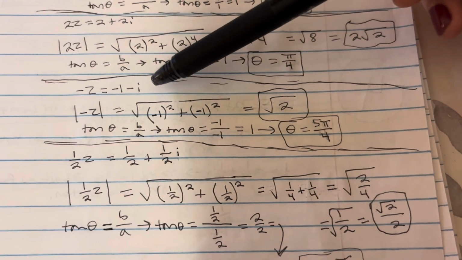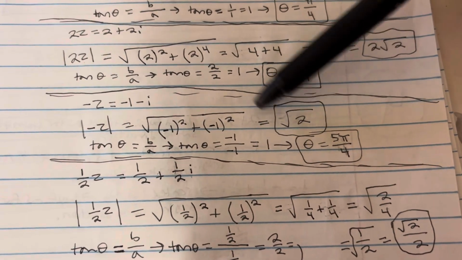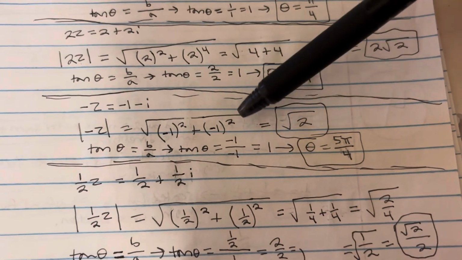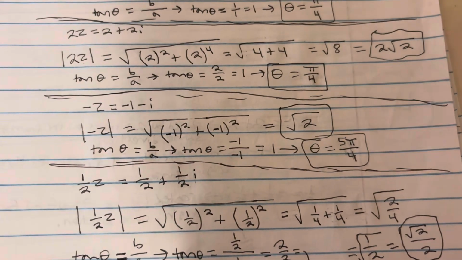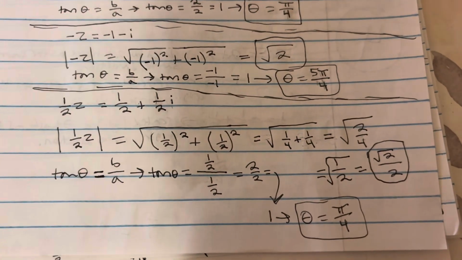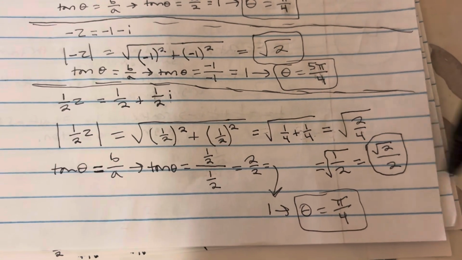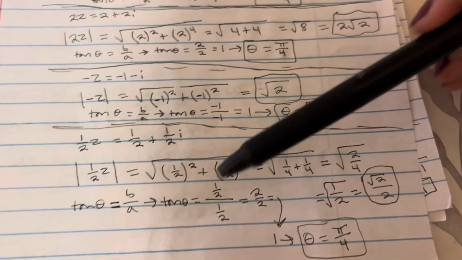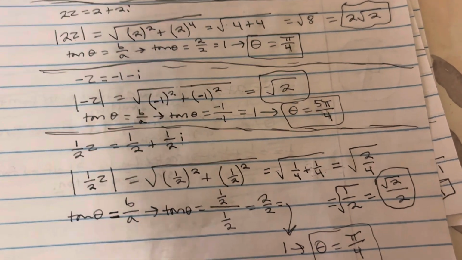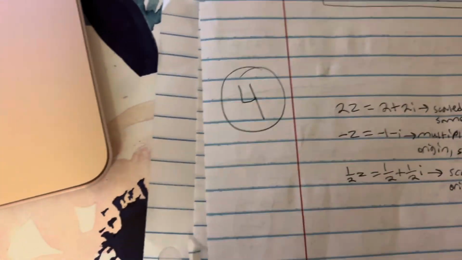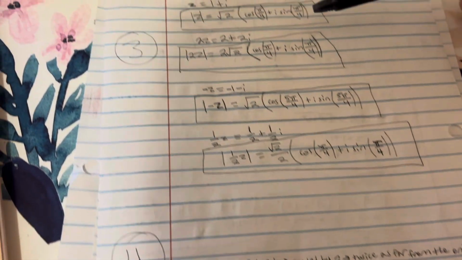And then for this equation, negative z equals -1 minus i, we end up getting square root 2 as our modulus, and 1 for the tangent. But because a and b are both negative, that falls in quadrant 3, which is where 5 pi over 4 is, and the tangent is 1 there. And then here, we get square root 2 over 2 as the modulus, and our tangent becomes 1, and because they're both positive and the tangent equals 1, theta will be pi over 4.